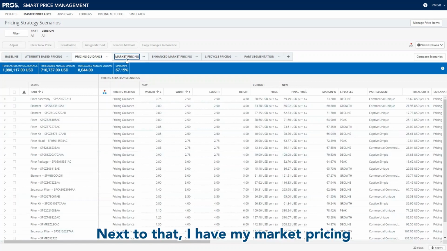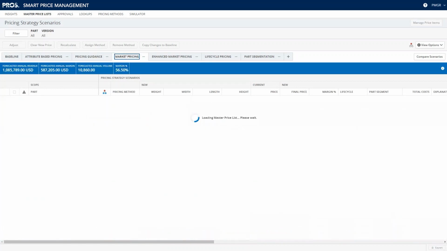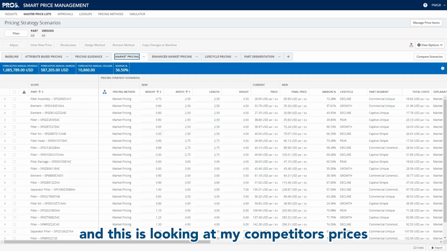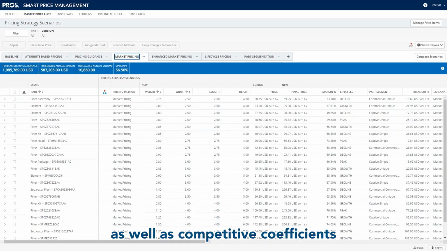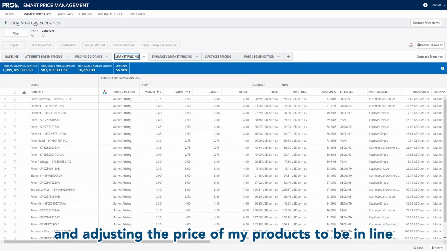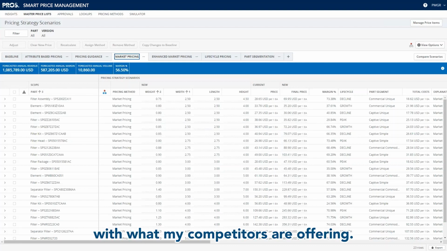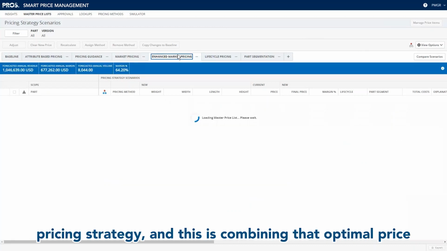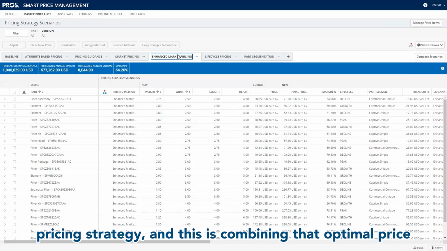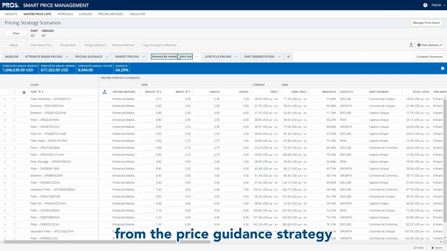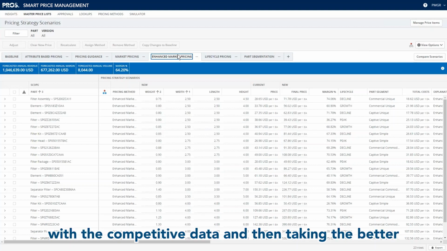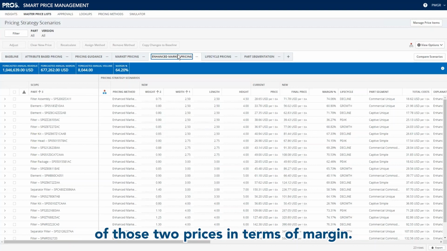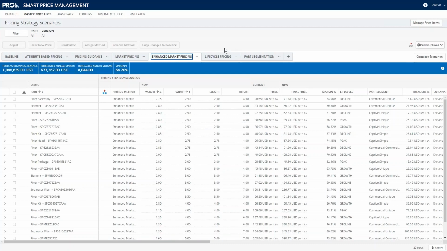Next to that, I have my market pricing. And this is looking at my competitors' prices as well as competitive coefficients and adjusting the price of my products to be in line with what my competitors are offering. Next to that, I have my enhanced market pricing strategy. And this is combining that optimal price from the price guidance strategy with the competitive data and then taking the better of those two prices in terms of margin.